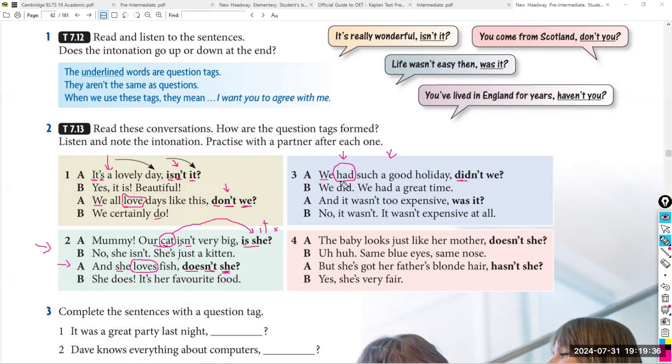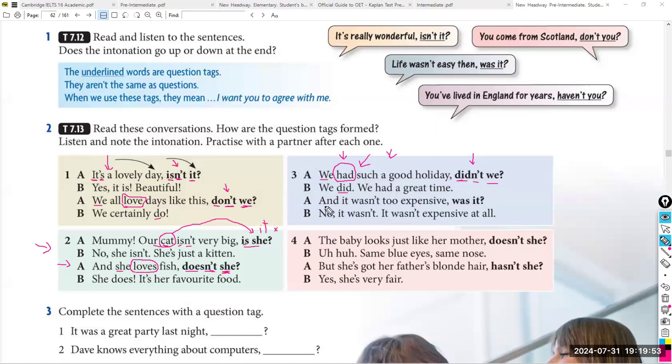This is we, the pronoun. I don't have to change the pronoun. And notice that the sentence or the statement is positive. I have to write the negative, which is written in abbreviation. So we had such a good holiday, didn't we? We did. This is the answer.